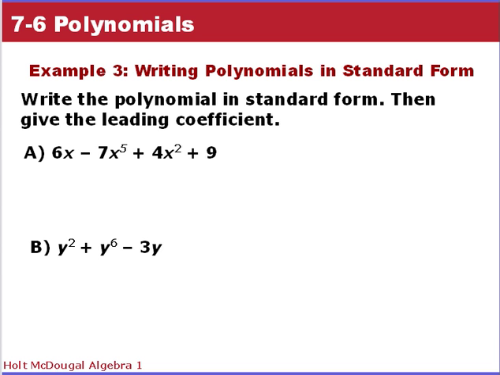So we want to write the polynomials in standard form and then give the leading coefficient. So for standard form, we're looking for the largest degree first. So let's figure out the degree. This is degree 1, this will be degree 5, this is degree 2, and this is degree 0. So these are our degrees. So our largest degree is going to be this term, which is negative 7x to the 5th. Our next term would be 4x squared plus 6x plus 9.